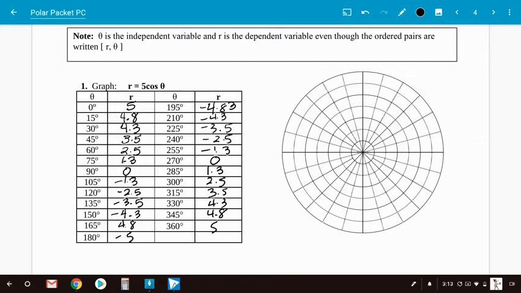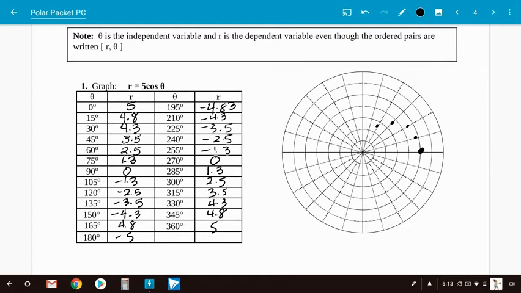So now I'm going to start graphing these. So for example, at 0 degrees, I'll be out 5. So that's right on this line here. 1, 2, 3, 4, 5. And then at 15 degrees, I'm going to be a little less than 5. 30 degrees, I'll be about there. 45 degrees, 3.5.